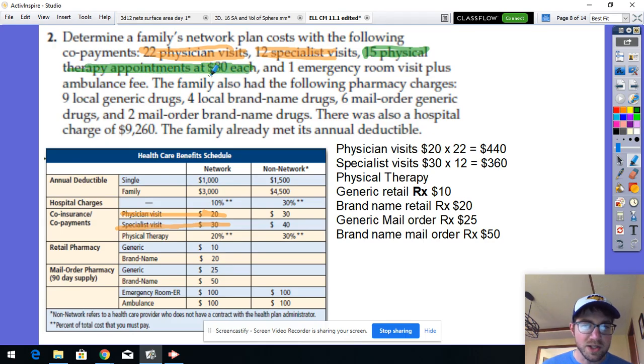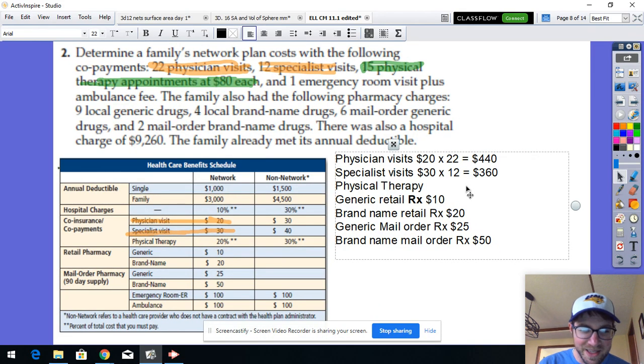My wife says that this is low, by the way. She is a physical therapist. I don't know. I'm just going off of what the book says, but we're going to use what they have in here.